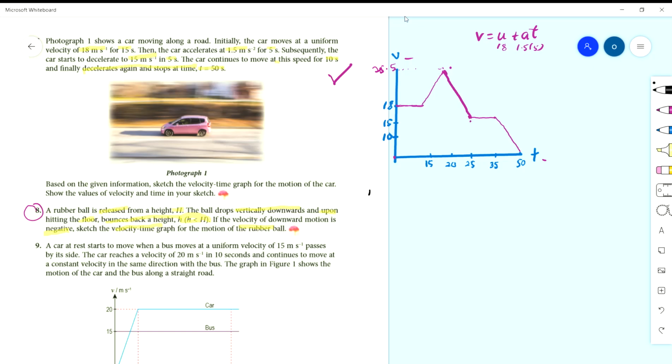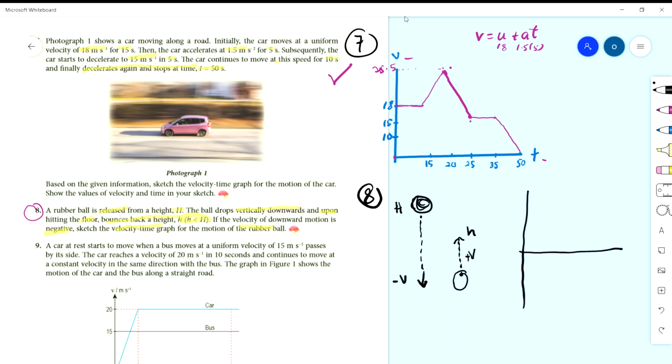Okay, so for question number 8. So ada sebiji bola. Dia lepas dia. So dia jatuh. So V ke bawah is negative. So ini H. Sampai kat lantai, what happen? Dia rebound. Sampai sini H. So V ke atas, positive. So from here, sketch a graph. So graph apa? Graph V against T.